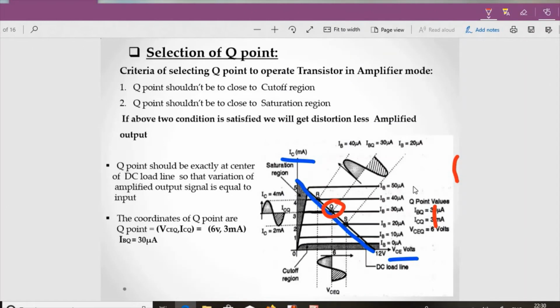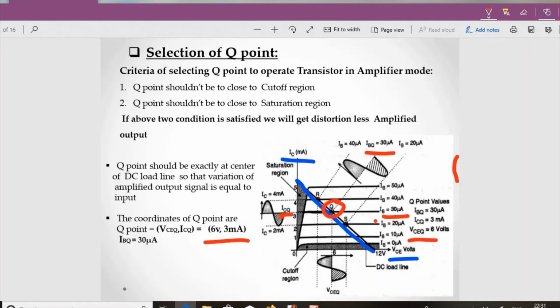This DC value is IBQ. The second DC value would be ICQ, and the third DC value would be VCEQ. So all these DC values are given out here. You can see that when you are setting the point, the ICQ value is 3 milliampere and the VCEQ value is 6 volt. So this is our fix. This was our Q point, and with respect to this, ICQ and VCEQ are for the fixed base current, that is IBQ, which is 30 microampere.